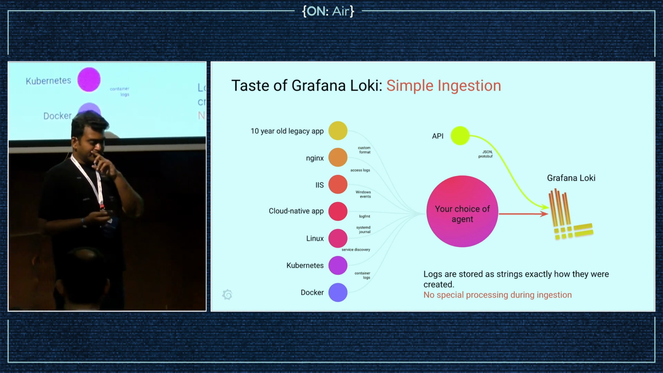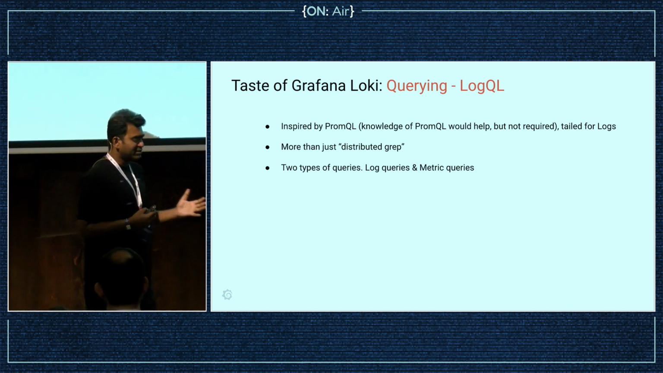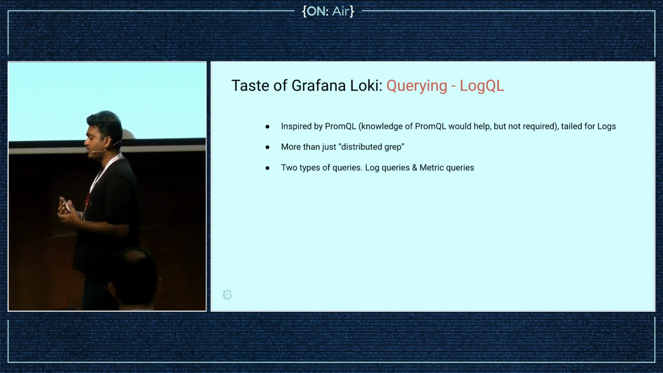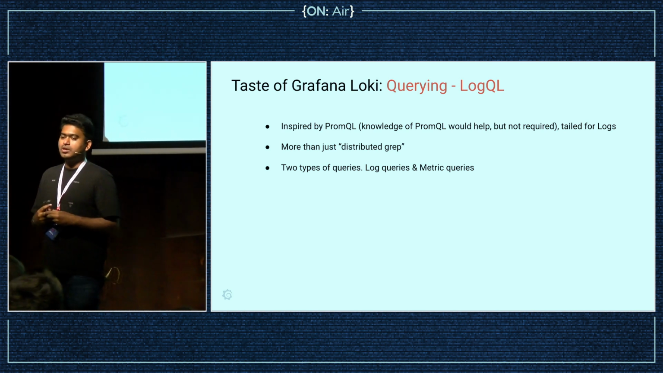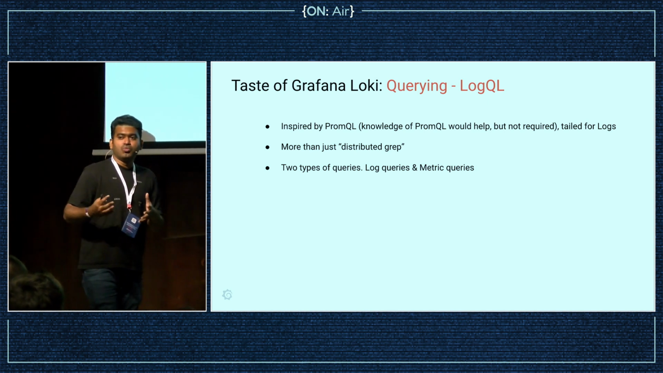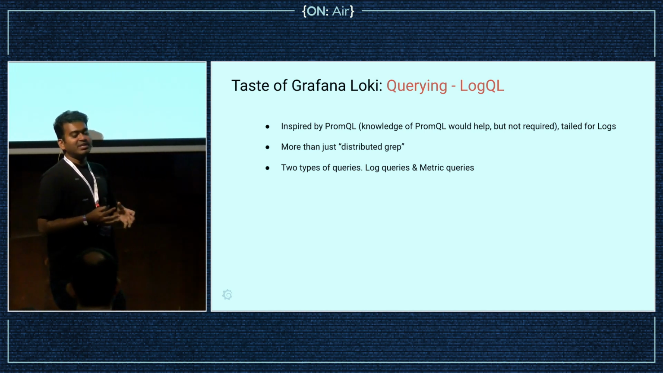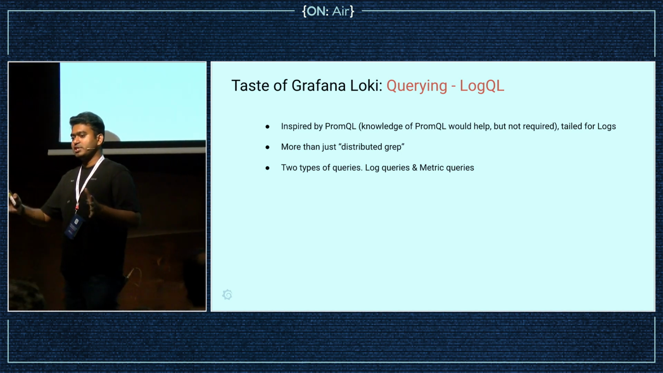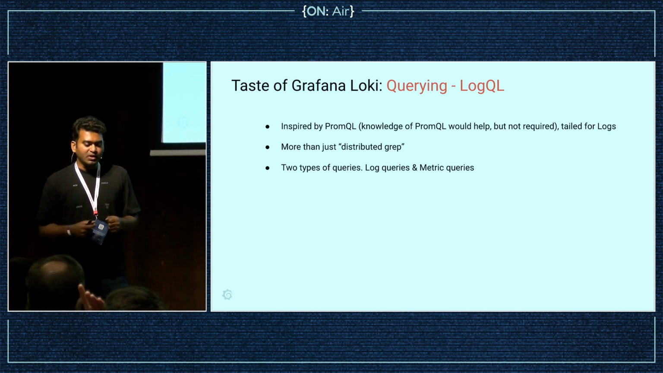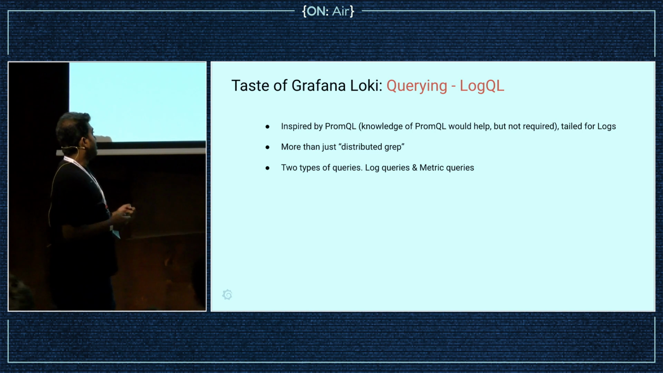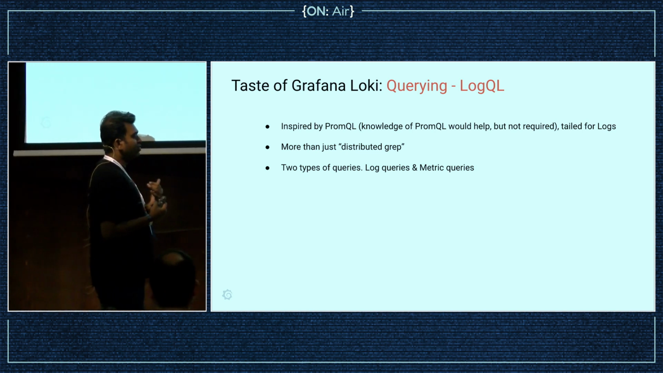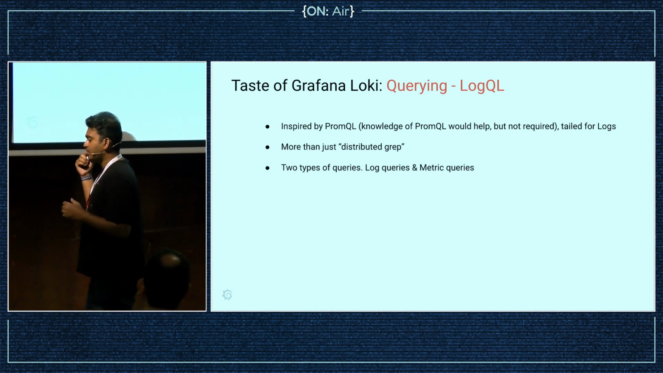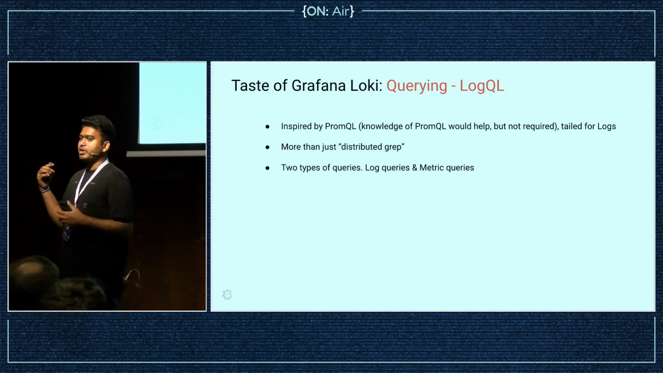On the other side, on the querying side, we have a language called LogQL, which is heavily inspired by PromQL. If anyone has used Prometheus, you'll be familiar. But it's not required to know PromQL to use LogQL. It is mainly designed for logs, from the same philosophy as Unix-style tools combining filters and pipes. I just want to point out it's more than just a distributed grep, like what you do locally, and the examples I'm going to show will make it clearer.